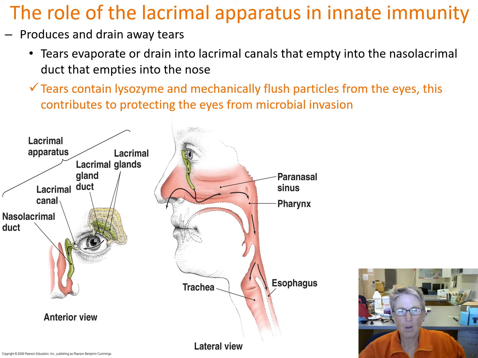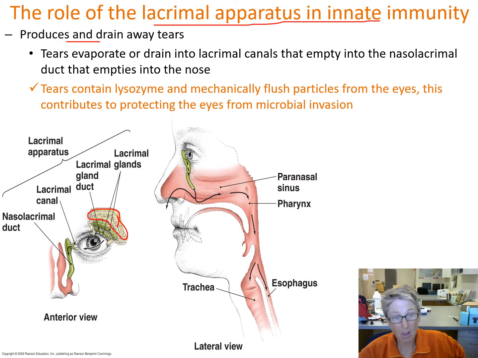Okay, there is an apparatus called the lacrimal apparatus, and it has a role in innate immunity. It produces tears and drains them away. So I saw this when you did the eye in 201. So let's take a look. So here's your lacrimal gland producing the tears with lysozyme. And remember, lysozyme destroys peptidoglycan in the cell wall of bacteria.